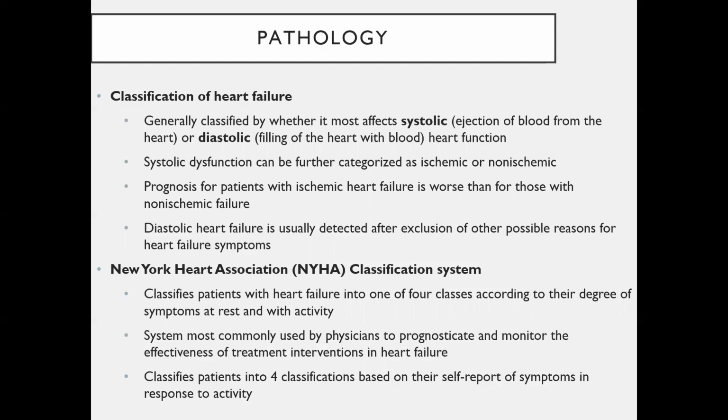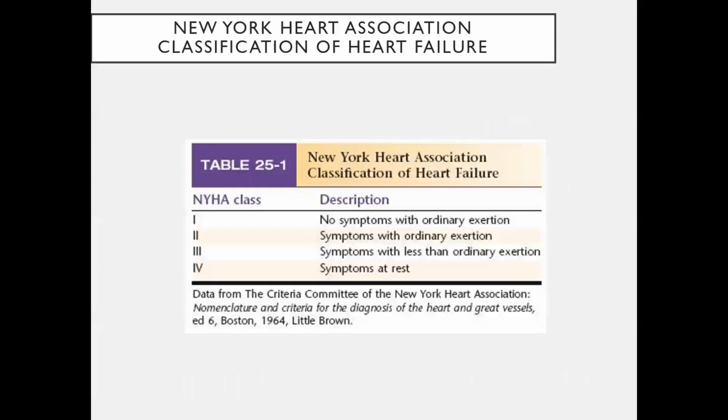The New York Heart Association classification system classifies patients with heart failure into one of four classes, according to their degree of symptoms with rest and activity. It is the system most commonly used by physicians to prognosticate and monitor the patient's overall interventions in heart failure. So there it is: no symptoms, symptoms with ordinary exertion, symptoms with less than ordinary exertion, or symptoms at rest. Obviously if they're having symptoms at rest, that is the worst a patient could possibly be.